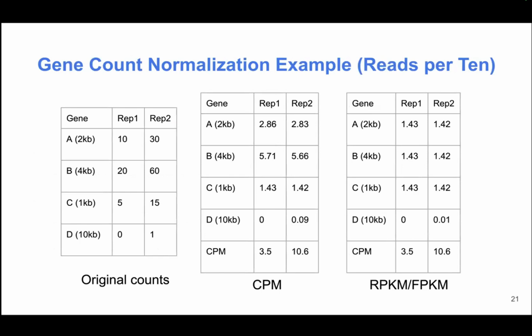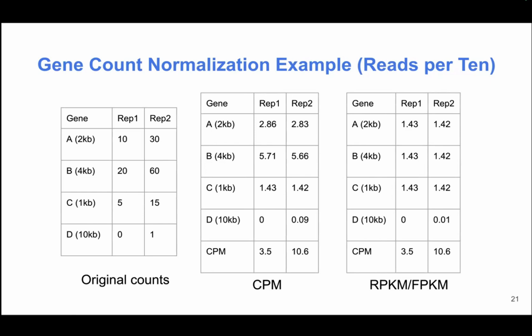We'll walk through a quick example of each of these, just so you can see how these values change and how each different method gives us a different output. So here we have our original counts on the left. We can see that sample 1 or replicate 1 has 35 reads, whereas replicate 2 has 106. So we want to normalize for that library size difference. And each of our genes also has a different length in kilobases, which we want to account for if we can. First off, CPM, which again, we're not accounting for transcript length here.